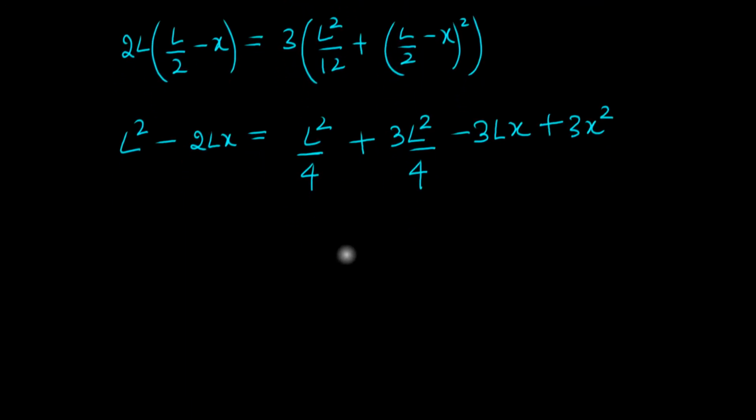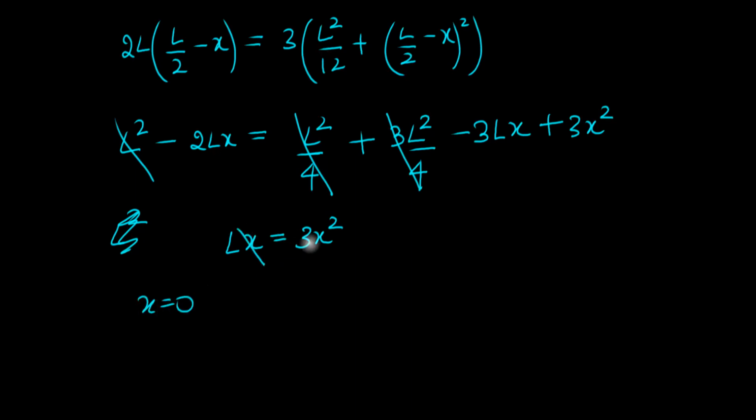Okay, time to club everything together. So I will get L squared. Oh, wait. You know what? This cancels. Awesome. Yes, that cancels. And so now, if I bring this on this side, I get 3Lx minus 2Lx. I get Lx equal to 3x squared. That gives me one solution, x equal to 0, because I'm going to cancel this.